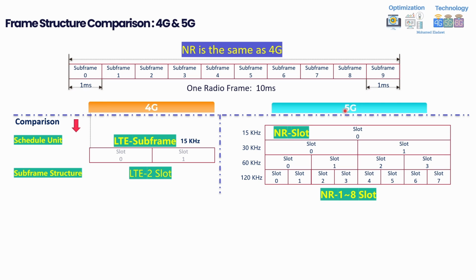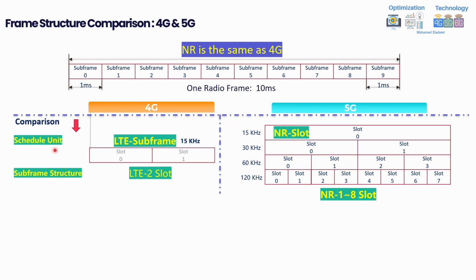Now, in 4G, before going to 5G, we used to have a fixed subcarrier spacing, which is 15 kilohertz. Now in 5G we have different types of subcarrier spacing, which allows us to have different slots per frame. So the first point is about the scheduling unit.